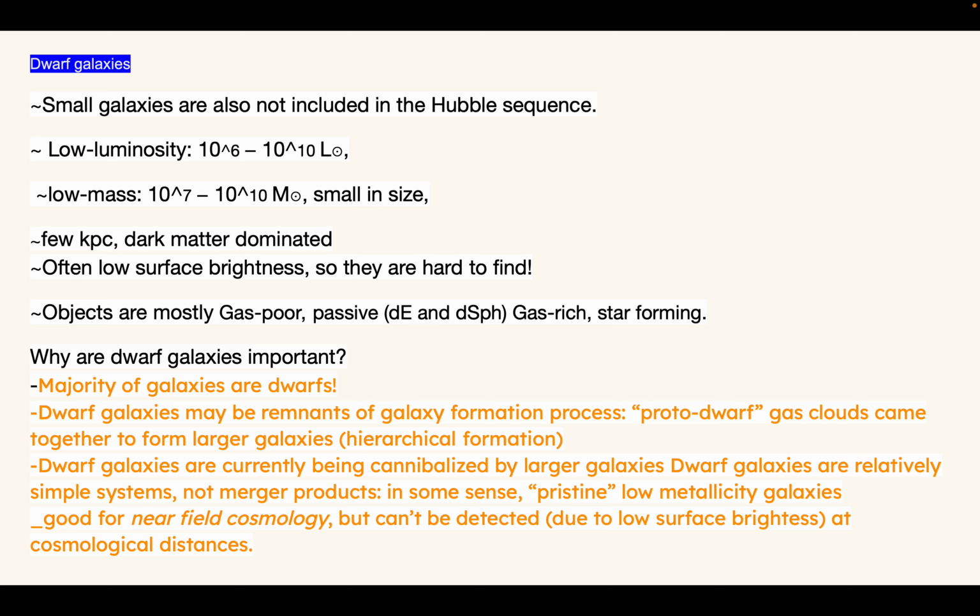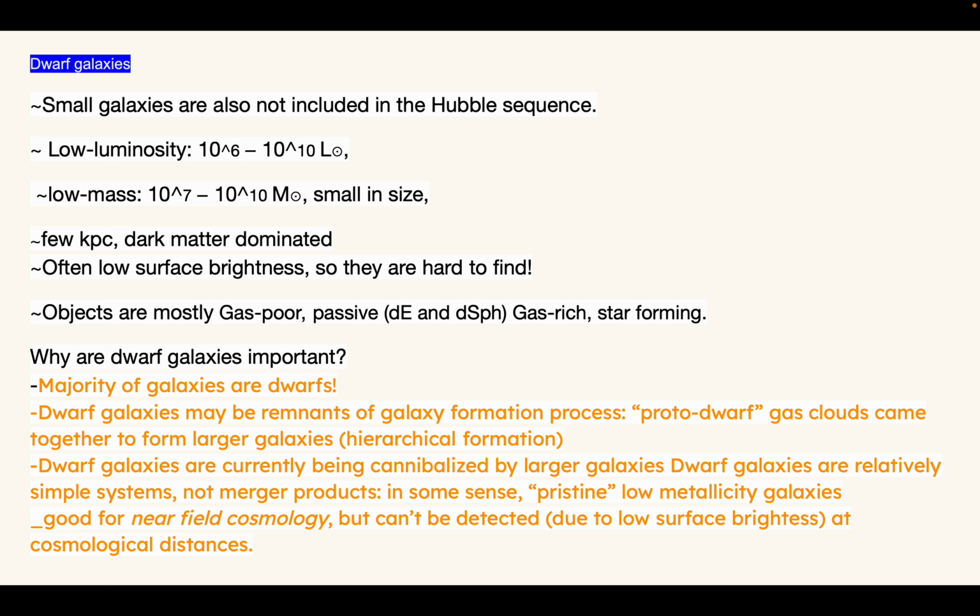Their gas content or star content is very low compared to average. Often low surface brightness, so they are hard to find. Objects are mostly gas poor, passive, dSph, dwarf elliptical or dwarf spheroidal type. Some dwarfs are found to be star forming dwarfs.